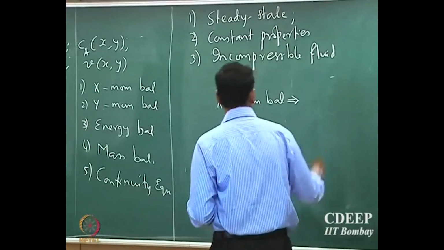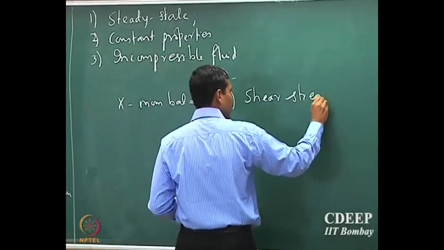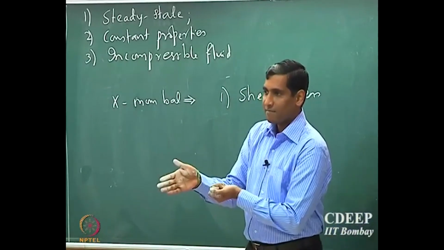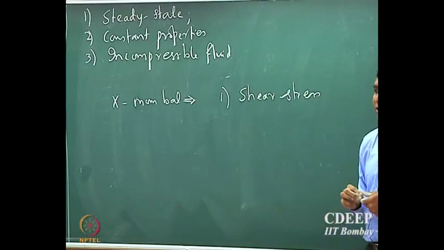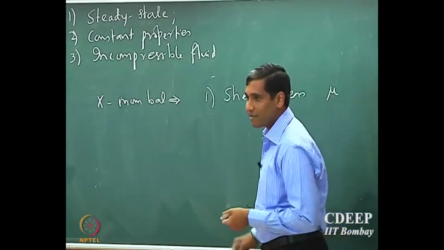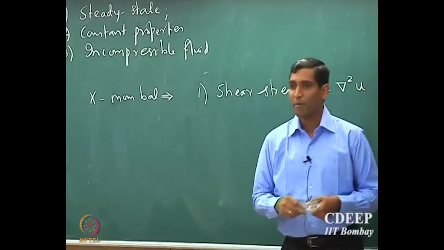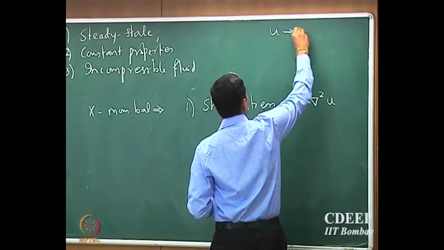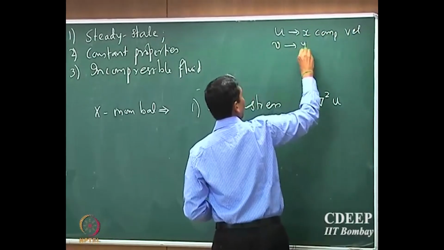Shear stress, okay, so why only at the wall? There can be shear stress between different fluid elements, right. So in general, what is the mathematical representation of shear stress? Mu into del square u, if it is an x component momentum balance. Note that u is the x component velocity and v is the y component velocity.